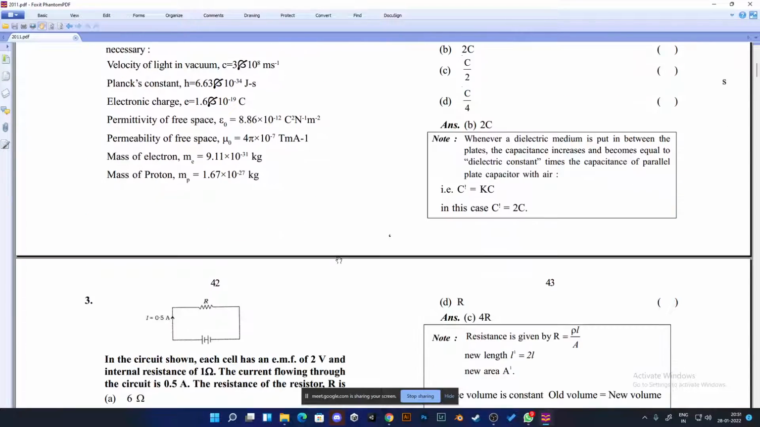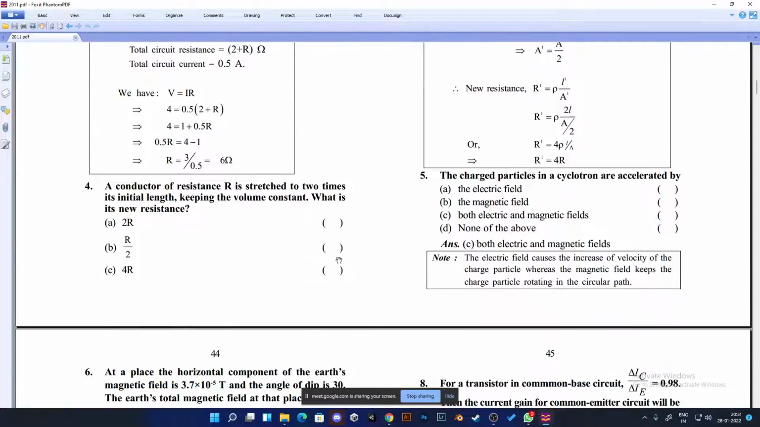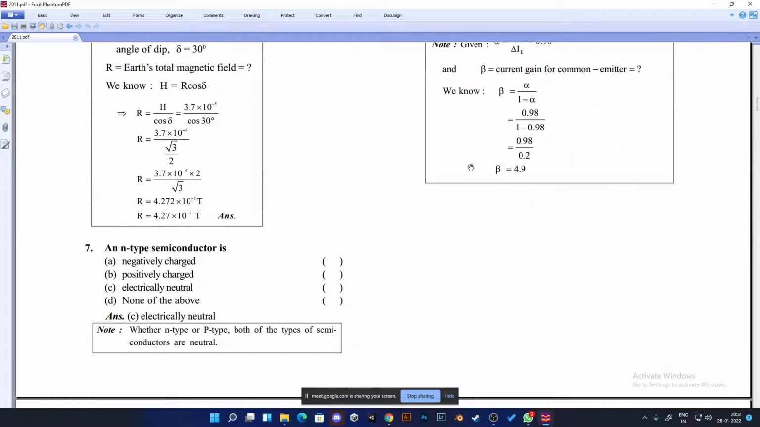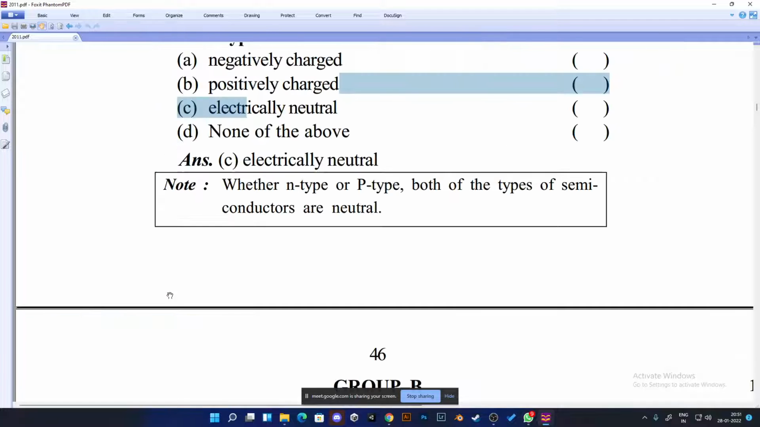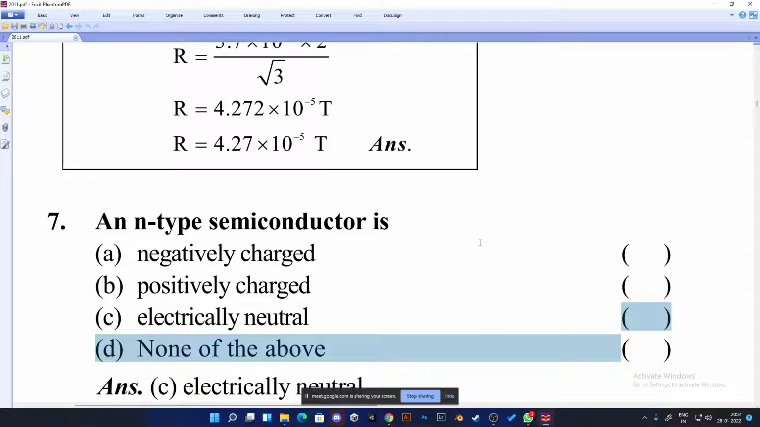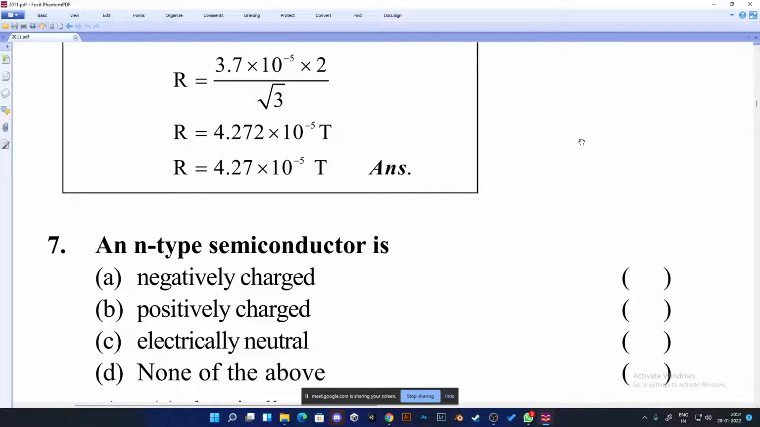Let me find out where is the question for semiconductors. Not here. Okay, half mark also they give you. Oh, this one, look here, number 7 question. Please read the question. N-type semiconductor, tell me, is it negatively charged, positively charged, or neutral? Negatively. Okay, N-type is called negative type semiconductor.